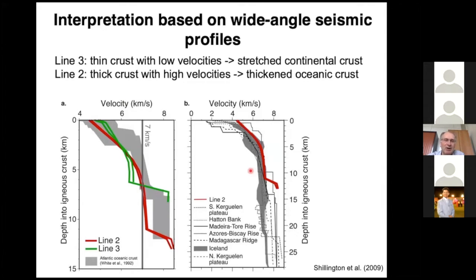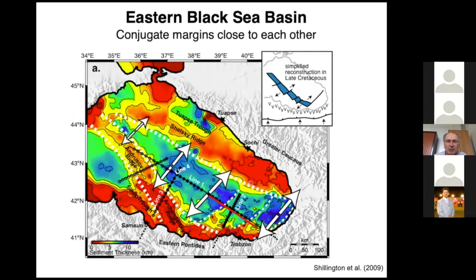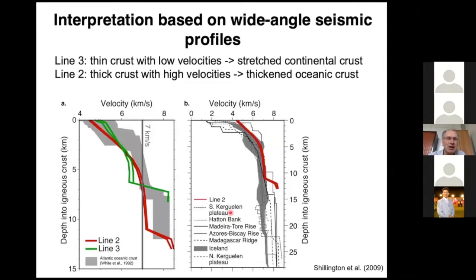And the common way we do that is by comparing with other places where we think we know what the structure is and what sorts of rocks are present, and whether it's continent or ocean. So this is a comparison of the velocity structure on two of these lines: line 3, this one here in the west, and line 2, this one here in the east. On the left is an old compilation of Atlantic oceanic crust, and on the right some other place in the world where the crust is a bit thicker.